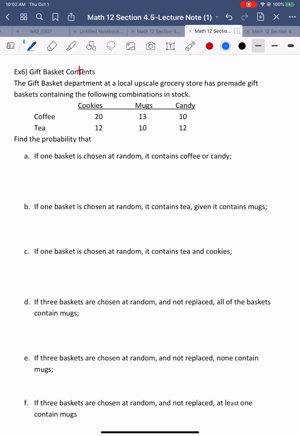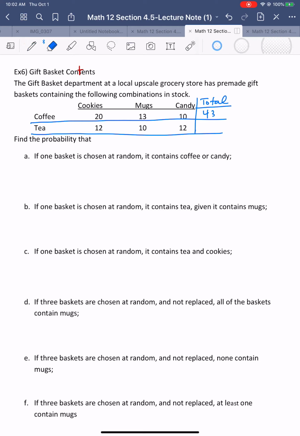Okay, so the categories are mug, candy, cookies, coffee, and tea. I want to get the sum first. How many baskets are there in total that have coffee? There are 43 baskets that have coffee, and 34 baskets that have tea, so the total is 77 baskets.